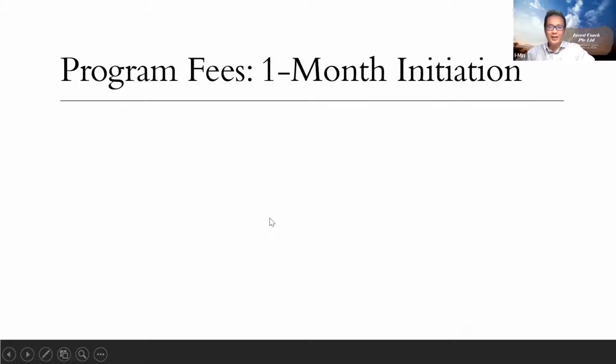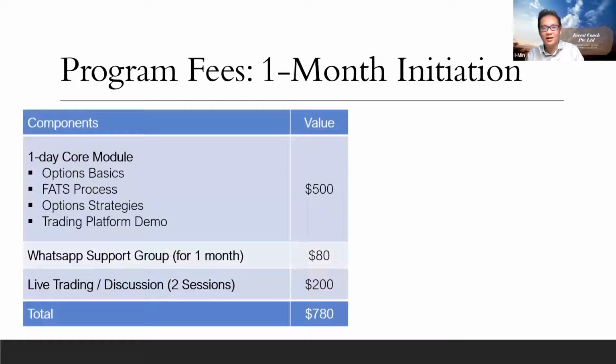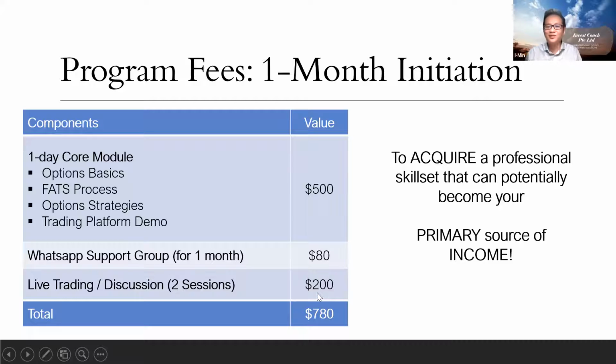Okay, the fees, you can see, are, I would say, very, very reasonable. $500 for the 1-day program, $80 for the 1-month support group, and $200 for the live trading, only $780. So think about this: $780 to acquire a professional skill set that can potentially become your primary source of income.